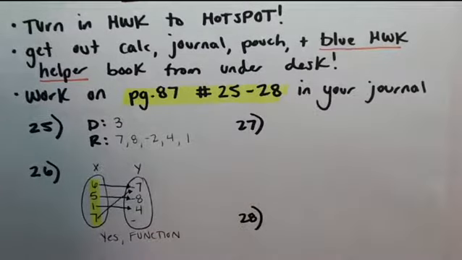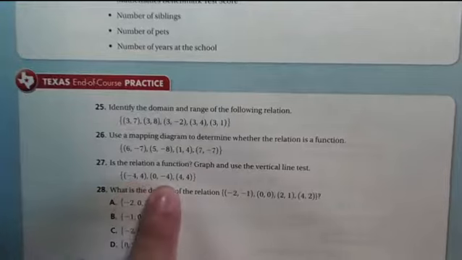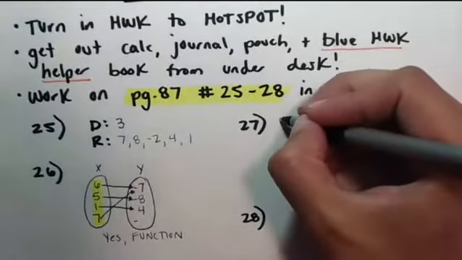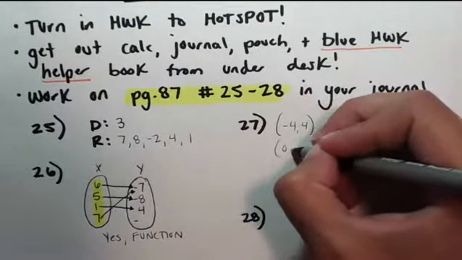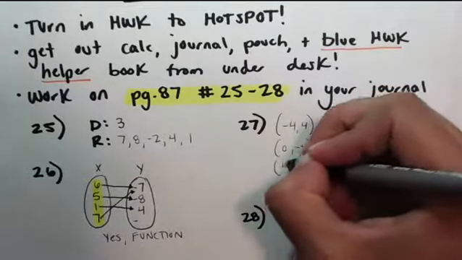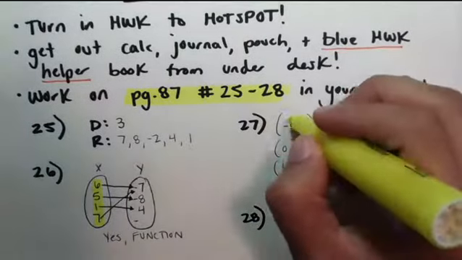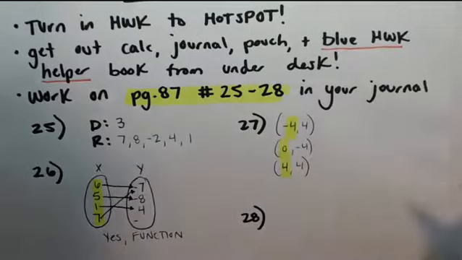Number 27. They're asking us if these points make a function, and they want us to graph it and use the vertical line test. So I'm going to go ahead and list the points out first: (-4, 4), (0, -4), (4, 4). Right away I can determine if it's a function or not, because I can look at the x values. I have -4, 0, and 4. So far it looks like it's a function.